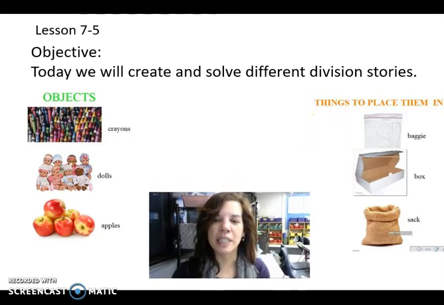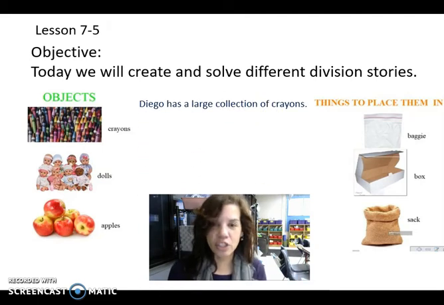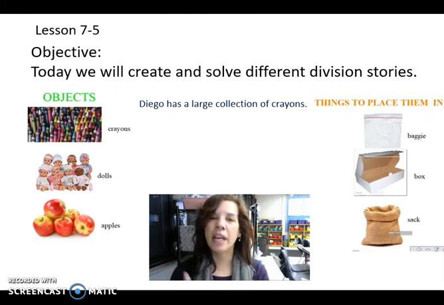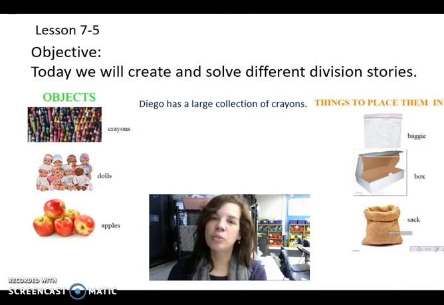I was thinking of a student today, and I was thinking about Diego. Diego has a collection, a very large collection of crayons. So the first part of your problem is you let the reader know the subject. In this case, it's Diego. El predicado es que tiene una colección. He has a large collection.